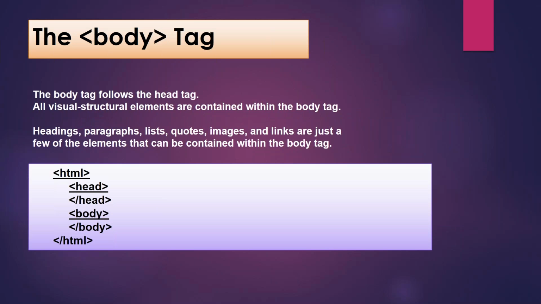So now coming to the body tag. See, all the visual elements, meaning whenever you start writing your program, all the important parts of your program are put under this body tag. So all the visual and the structural elements are present inside your body tag. So this is just a briefing about the body tag.